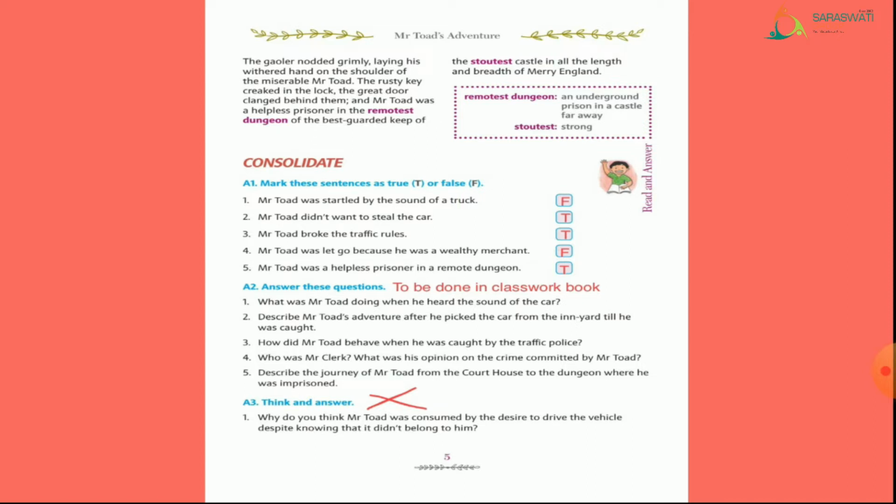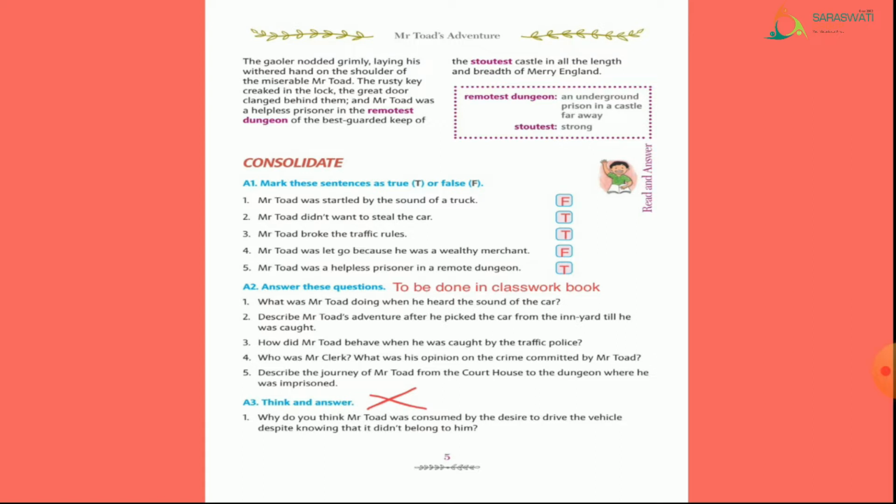Number 3. Mr. Toad broke the traffic rules. Now this is true, yes. He was speeding. That means he was driving the car in a speedy manner. So that was breaking the traffic rules. So this is correct. So please write T in number 3. True.